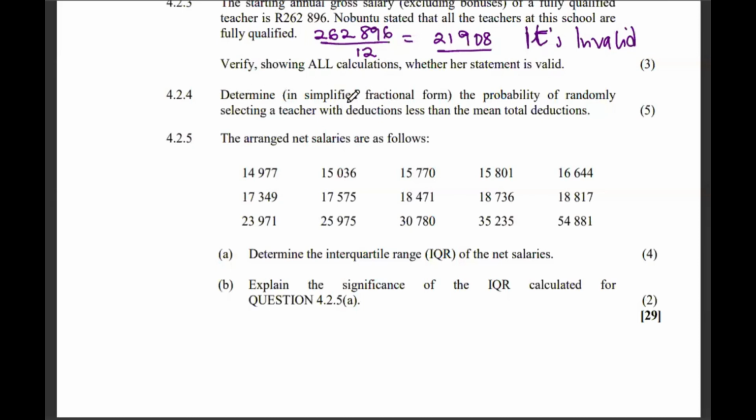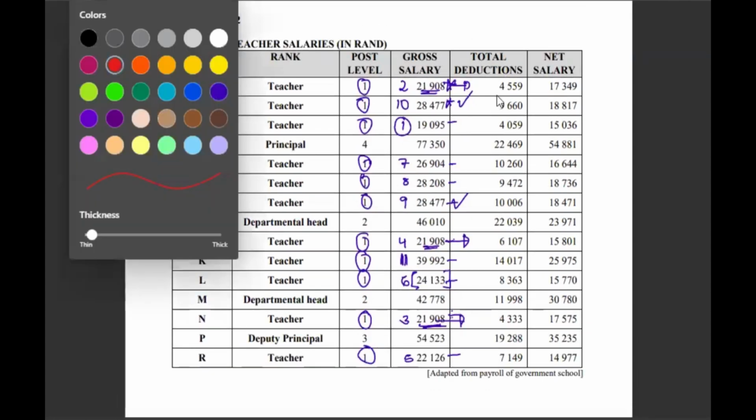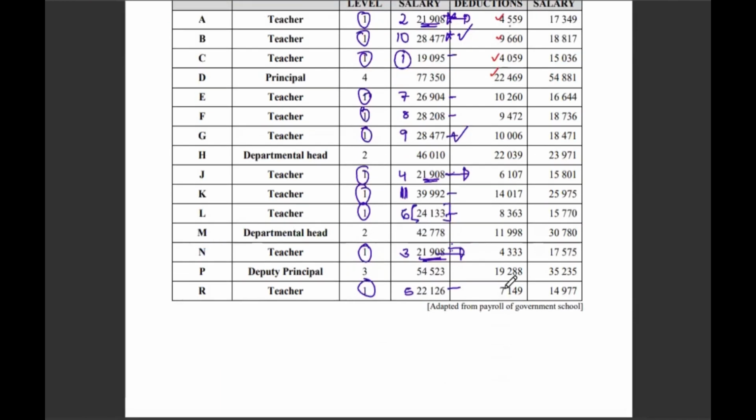Determine, in simplified fraction form, the probability of randomly selecting a teacher with deductions less than the mean total deduction. This is going to kill us. But anyway, first thing you're going to do, look for the mean, whereby you're going to add all these values, total deduction, here. You need to add them, all of them, because you're looking at total deductions.